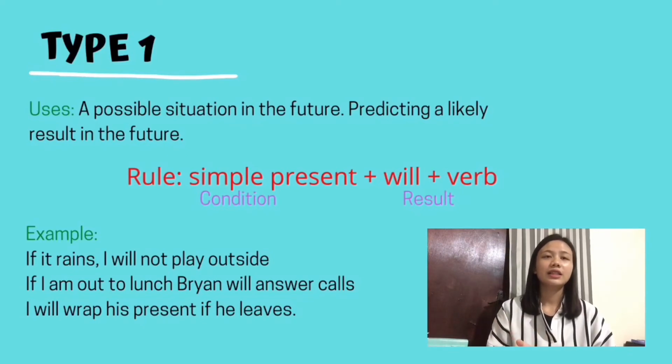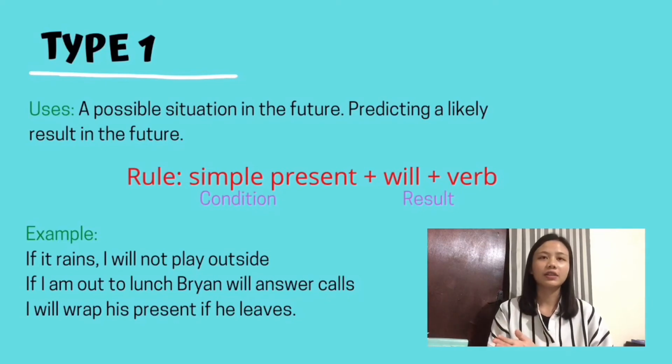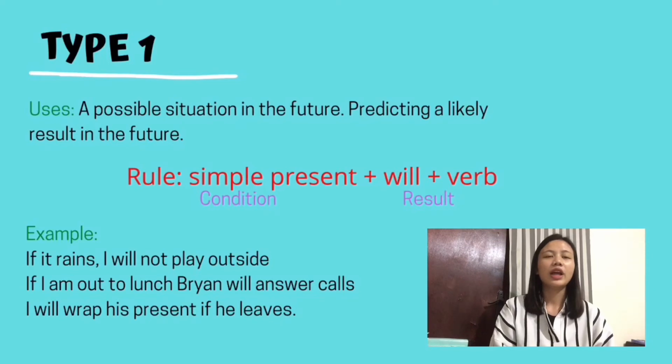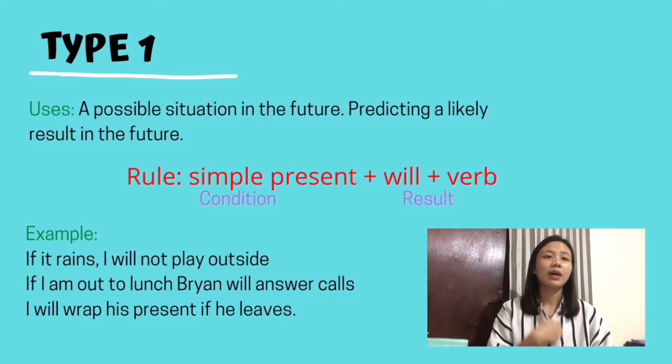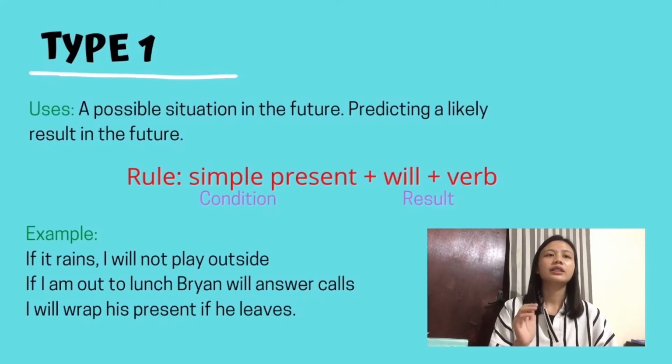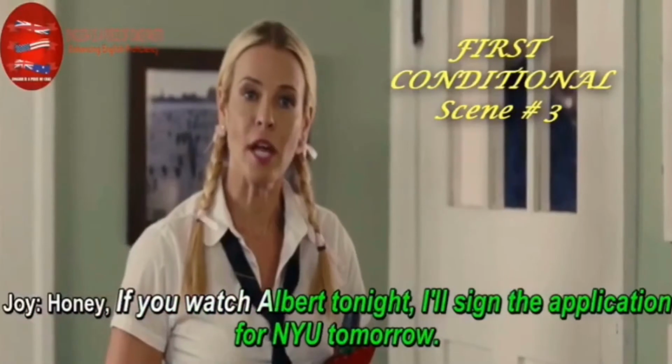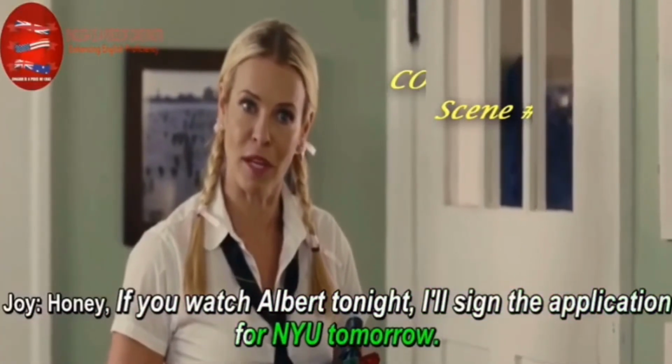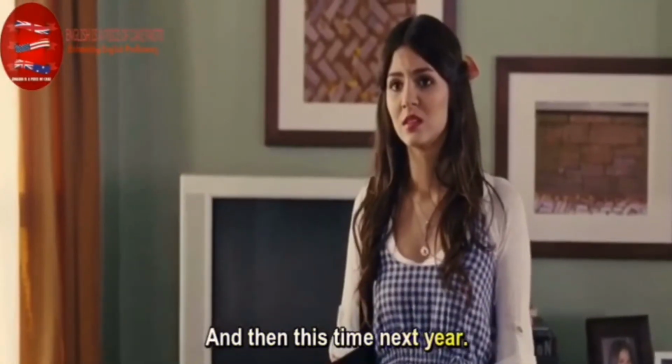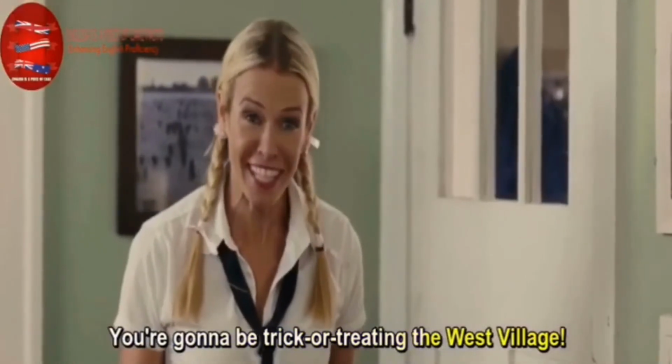In a conditional sentence, you can reset the position of the clause, like I will not play outside if it rains. Brian will answer calls if I'm out to lunch. The first conditional sentence can refer to the present moment in the future. Honey, if you watch Albert tonight, I'll sign the application for NYU tomorrow. And then this time next year, you're going to be trick-or-treating in the West Village.